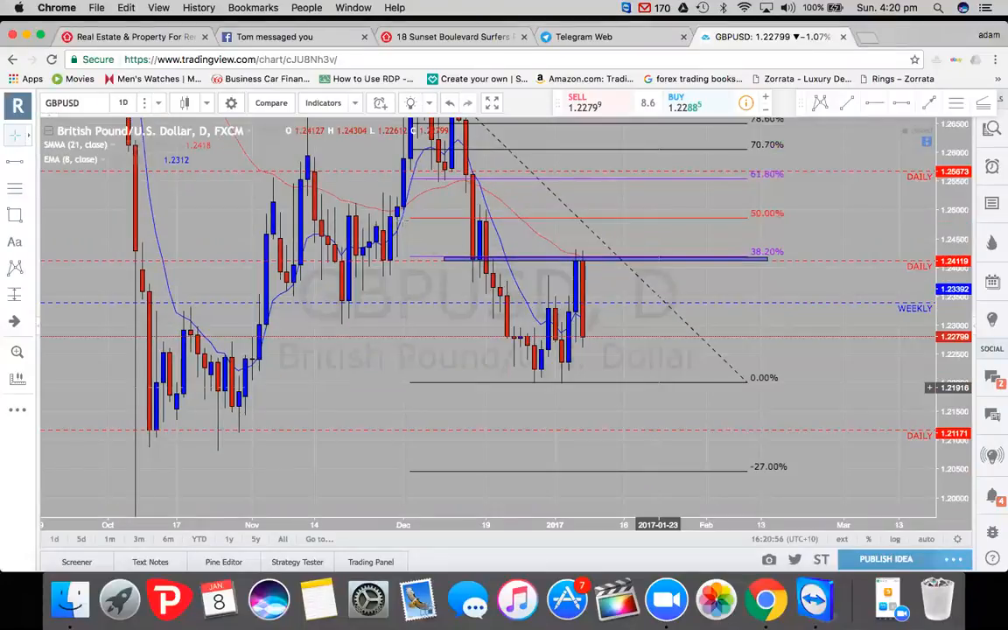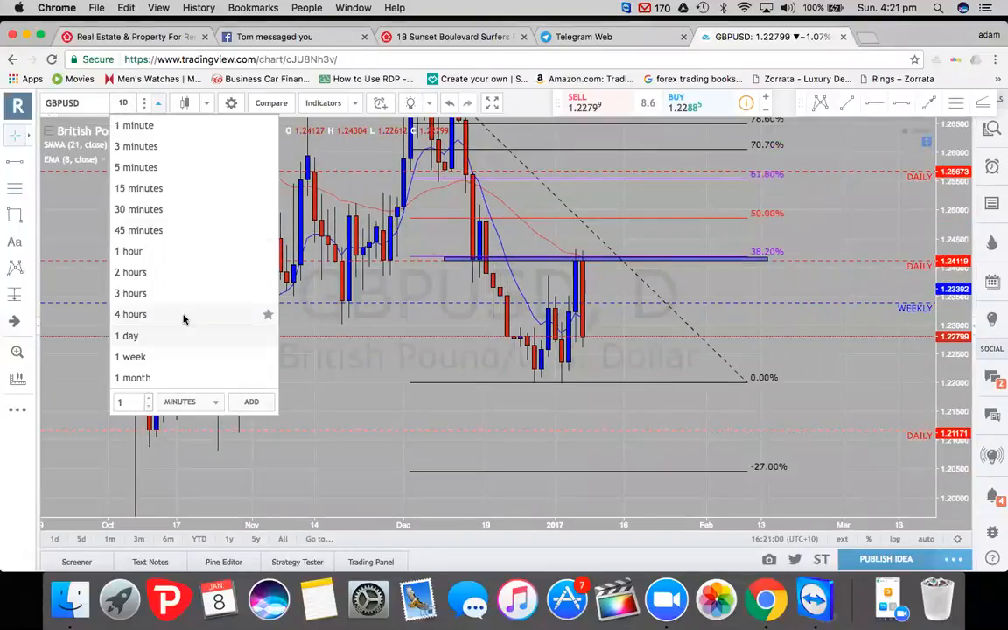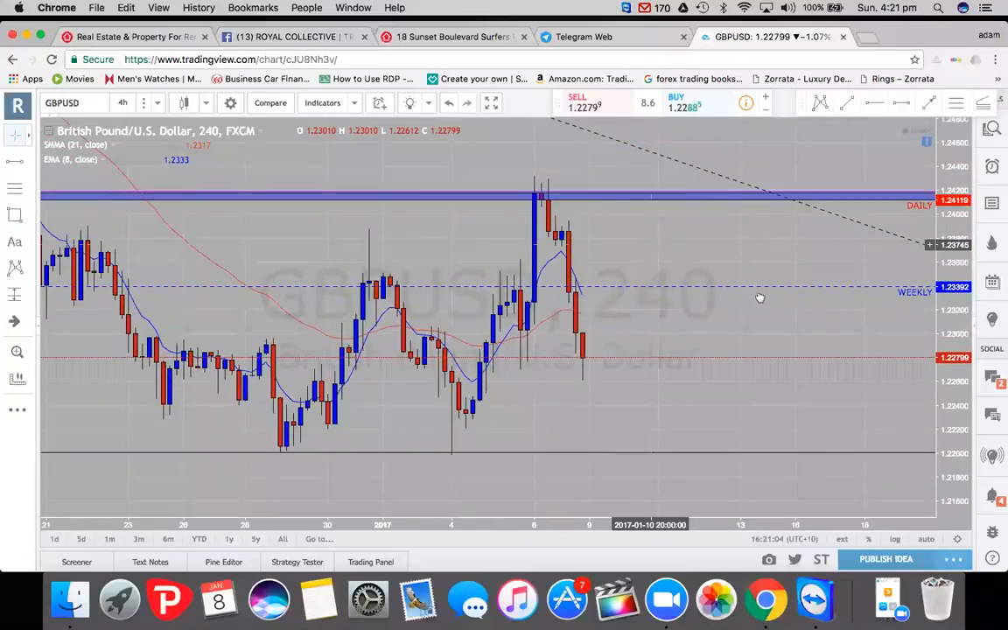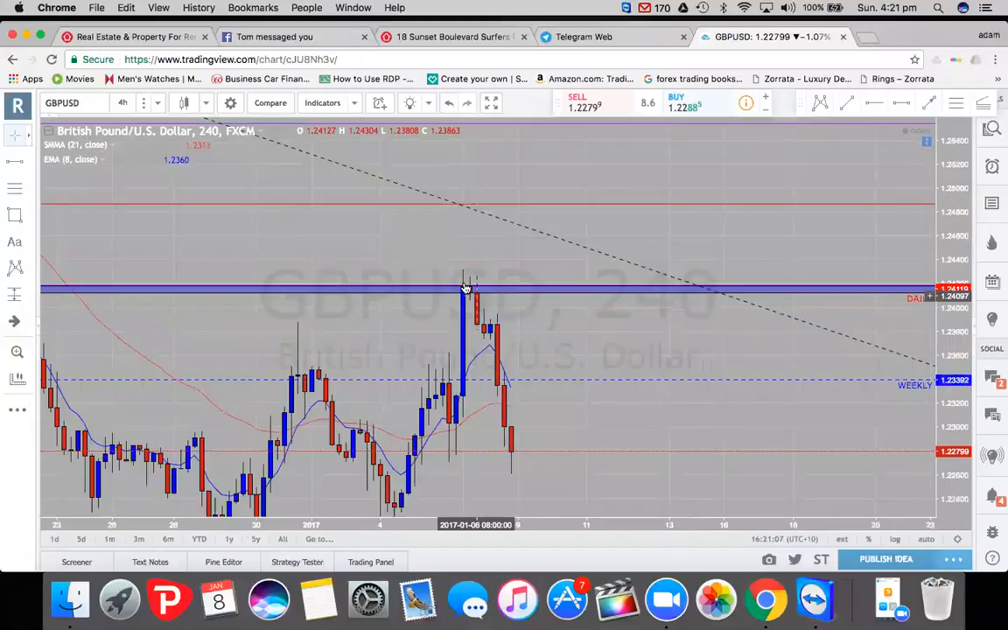So now, blue box was our entry point, okay? And we start to have a look at what happened around that entry point, okay? You can see price wicked past, and wicked past. We could not break it.